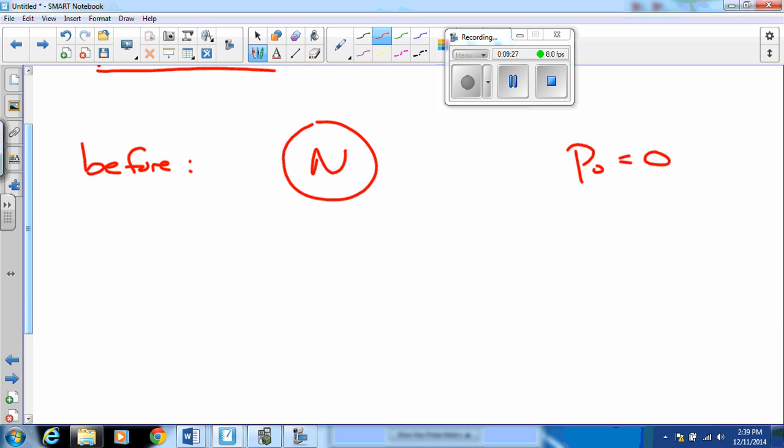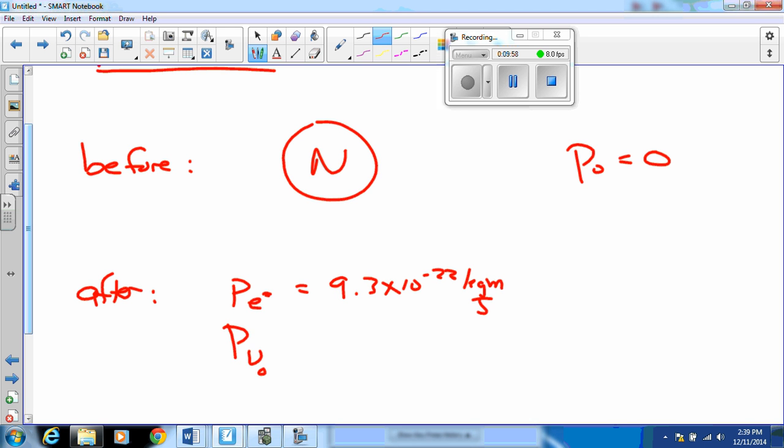Okay, so now the nuclear radioactive event occurs, and what we're told is that an electron comes off, and also a small particle called a neutrino. And we are told the following things. The electron comes off with a momentum of 9.3 times 10 to the minus 23rd kilogram meters per second. And the neutrino comes off with a momentum of, I think it's 5.4 times 10 to the minus 23rd kilogram meters per second.